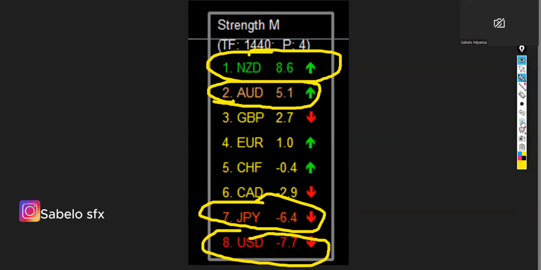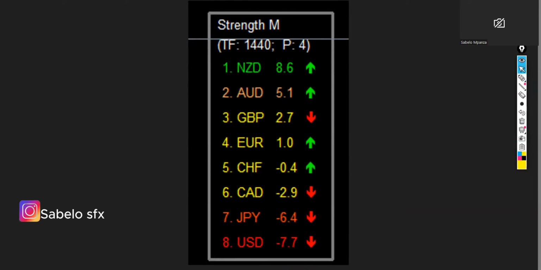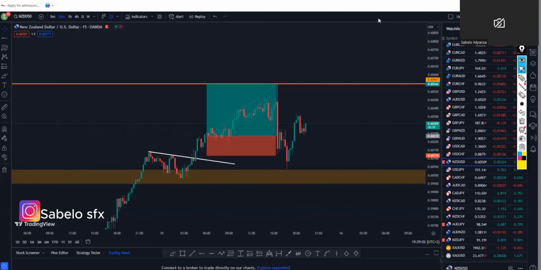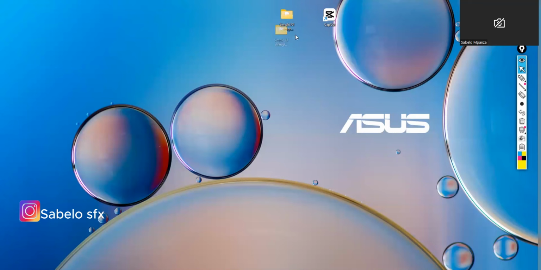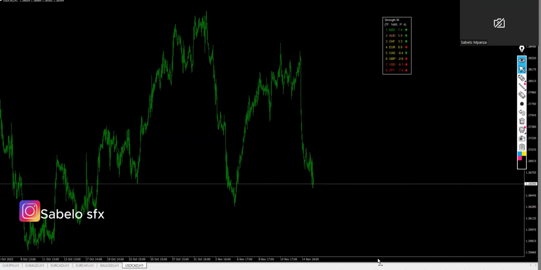So now let me teach you how to install the indicator. Now we are installing. This is the indicator. This is the folder, the whole folder of this indicator. It's called Simple Forex Strength Indicator. So we are going to open our MetaTrader 4. It only works in MetaTrader 4, not on MetaTrader 5.